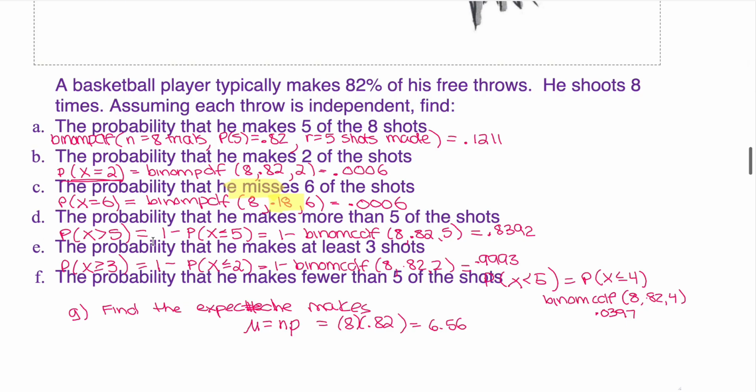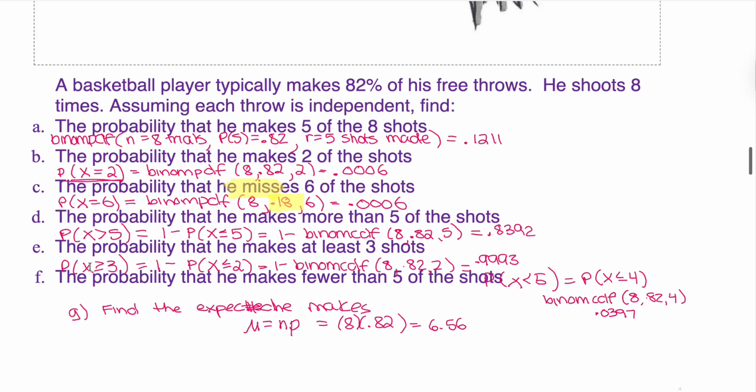Because the CDF always represents at most a value, you have to convert it to less than or equal to instead of greater than for every question you meet. So just follow this pattern, and you will get the answer. Part E, the probability that he makes at least 3 shots.